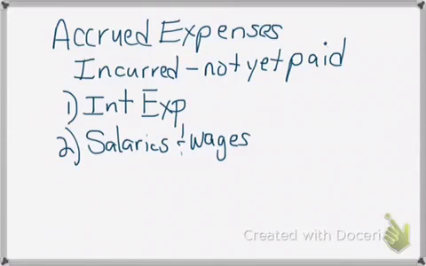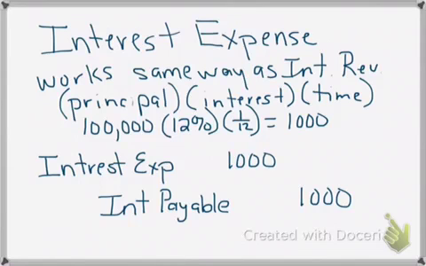It is an expense to us, but we just haven't paid it. Some of the items here are going to be interest expense, salary and wages are some of the items that you will see on this side of the items. When we look at interest expense, it works the same way that interest revenue works, in that we are going to use that same formula where we have a principal times interest times time.